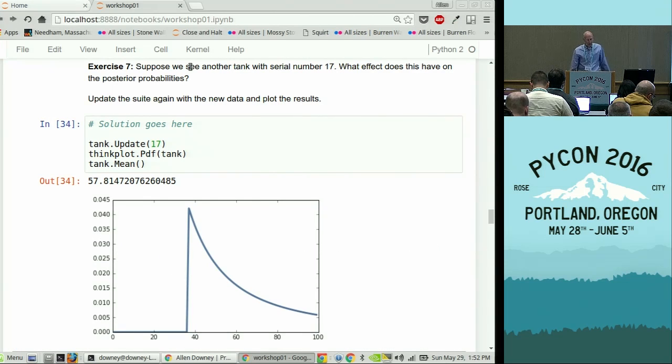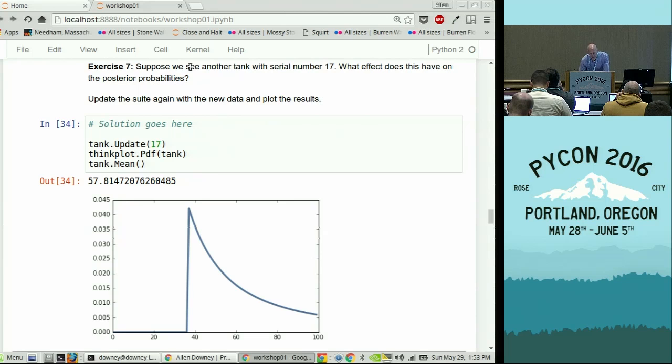It doesn't matter whether it's 17. Anything below 37 is going to be the same. And so is this now consistent with what you were getting having just done the update once? Having done the update twice, in this scenario, that wouldn't be possible because you can't capture the same tank twice. But if, for some reason, I did see the number 17 twice, that is what the update would look like.